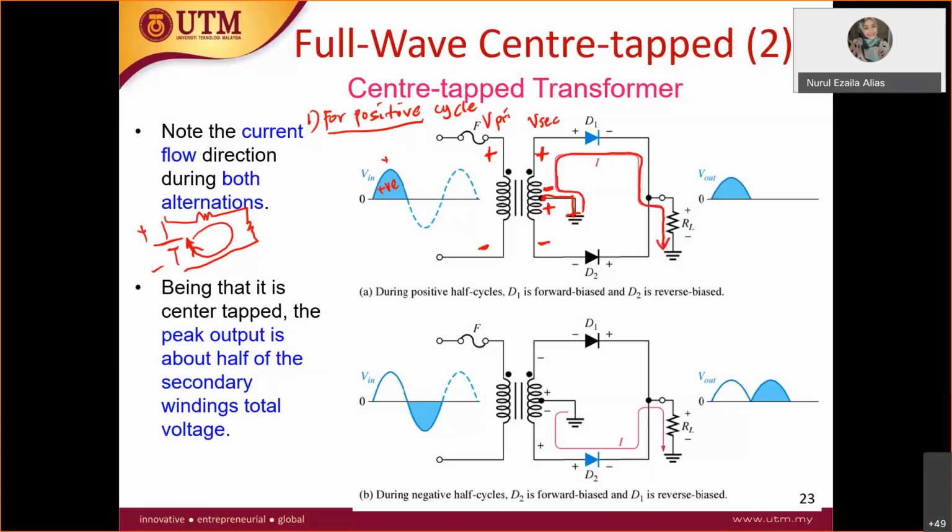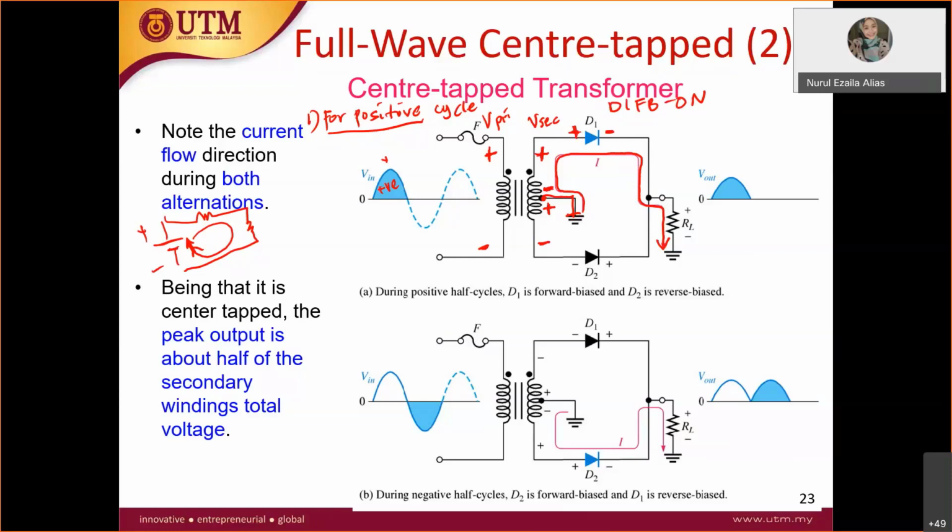Now let's take a look here. For this case, since current is going to the plus of your diode, what happens to diode 1? Forward bias. Yes, diode 1 is forward bias and diode 1 turns on.